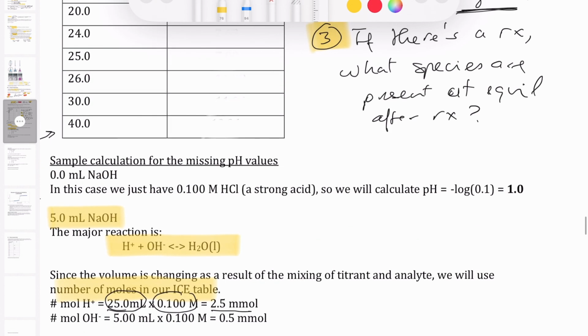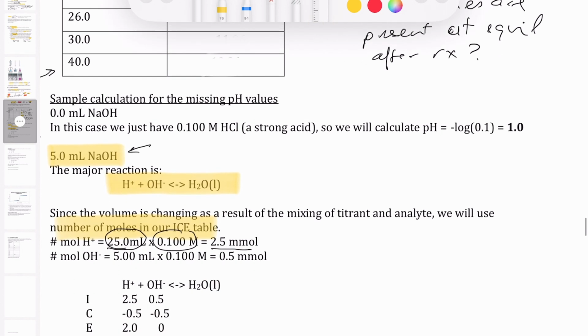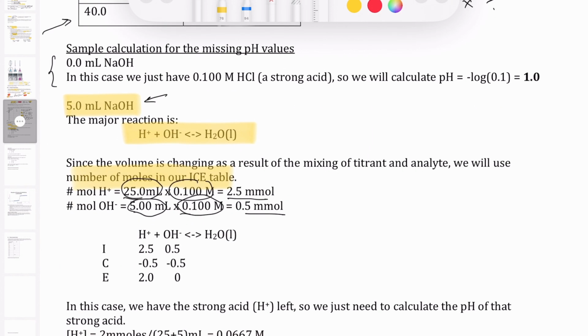In this particular titration, we've added 5 milliliters of NaOH. The concentration of the NaOH is also 0.1. So 0.1 times 5 is 0.5 millimole. Now we set up our ICE table. Our ICE table is just for this reaction: H plus plus OH minus goes to H2O. Notice that all I care about is just the H plus and the OH minus. The H2O is liquid, doesn't factor into my K expression, so I'm not going to care about that.